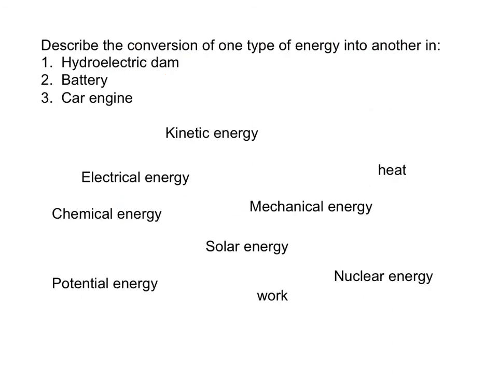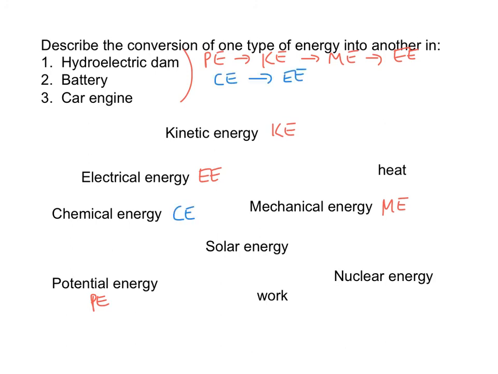So let's practice. Stop the video and describe the conversion of one type of energy into another for these three processes. And here are the answers. In a hydroelectric dam, the potential energy of the water above the dam is converted to kinetic energy as the water spills over the spillway. That's converted to mechanical energy as it runs the turbine, which is converted to electrical energy. For a battery, chemical energy is converted to electrical energy. That involves an oxidation-reduction reaction. And in a car engine, the chemical energy of the chemical reaction is converted to heat, which is converted to work, which then drives the car with mechanical energy.